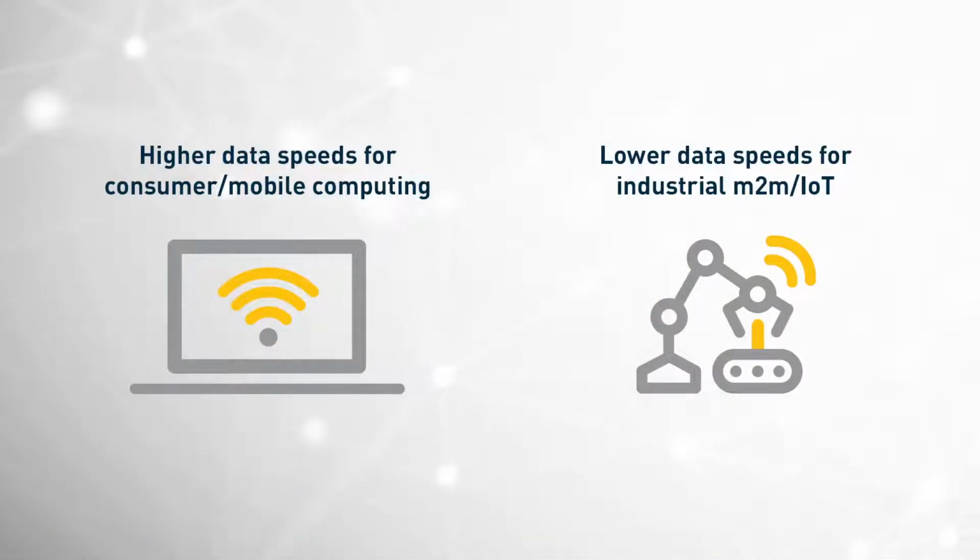LTE can range from gigabit speeds of category 18 down to tens or hundreds of kilobits per second available in category M1 and narrowband IoT. For example, devices such as broadband gateways will need the highest categories that are available. Devices like smart meters instead will need the lower categories that can guarantee enough speeds for their needs.